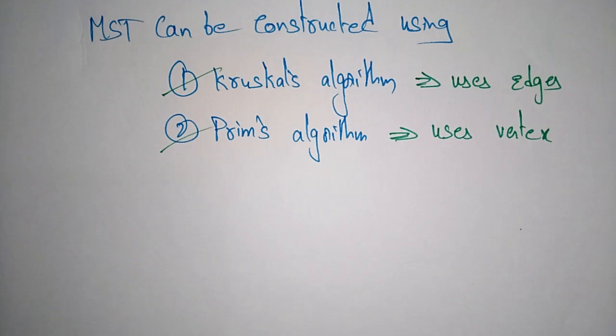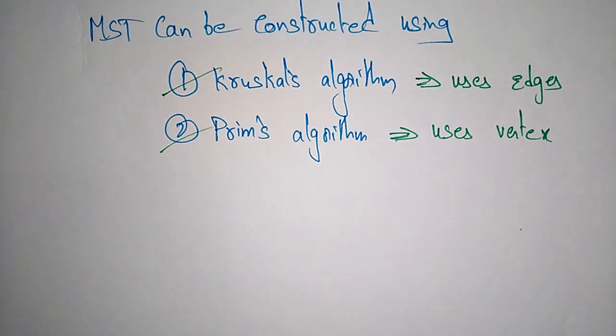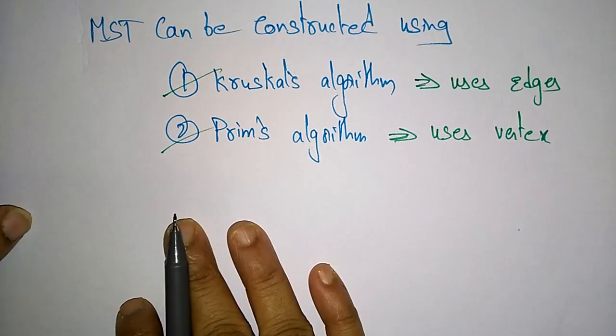Hi students, let us continue with the spanning tree topic. In the previous video I explained the minimum spanning tree. This minimum spanning tree can be constructed by using Kruskal's algorithm and Prim's algorithm. So let us discuss what Prim's algorithm and Kruskal's algorithm are.